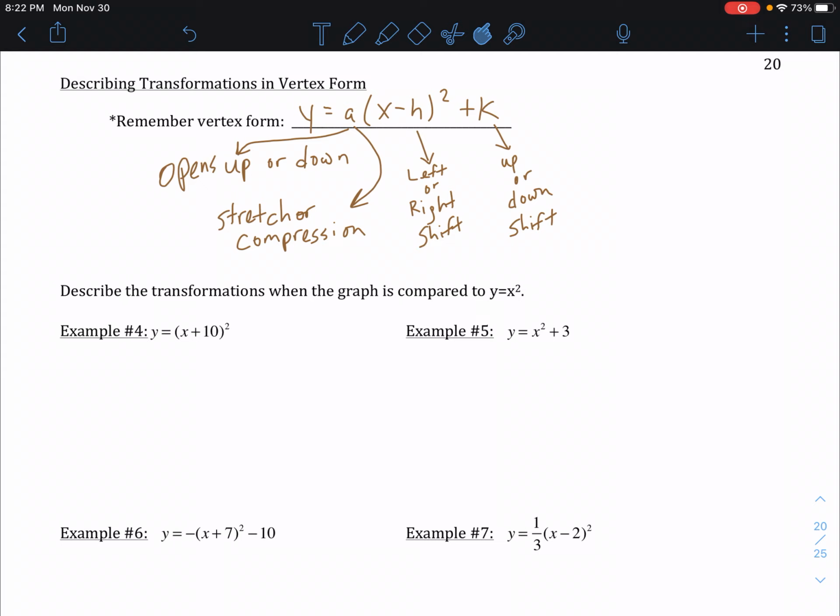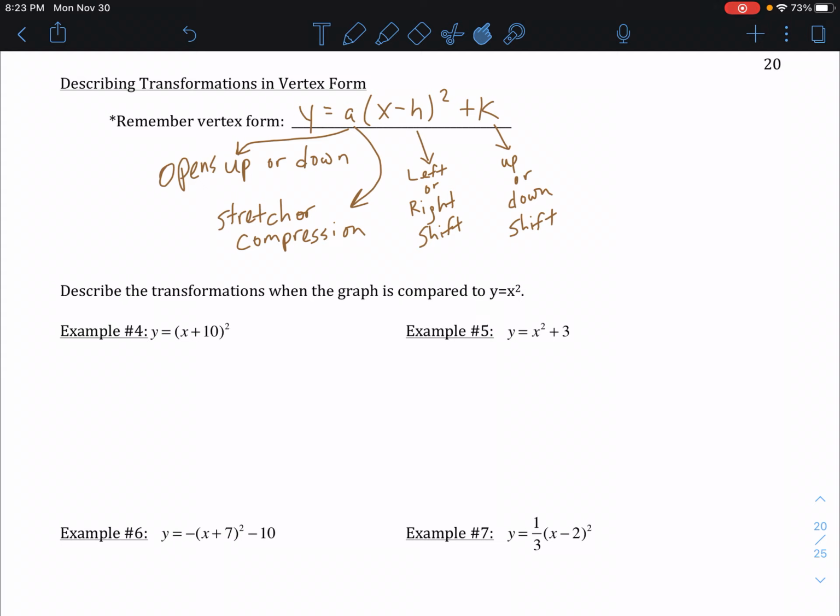So the A determines if it opens up or down. If it's a positive, it opens up. If it's a negative, you must write that it opens down. So if A is a negative, you must write opens down, also known as reflection. So if A is a negative, you can put reflection instead of opens down if you want.